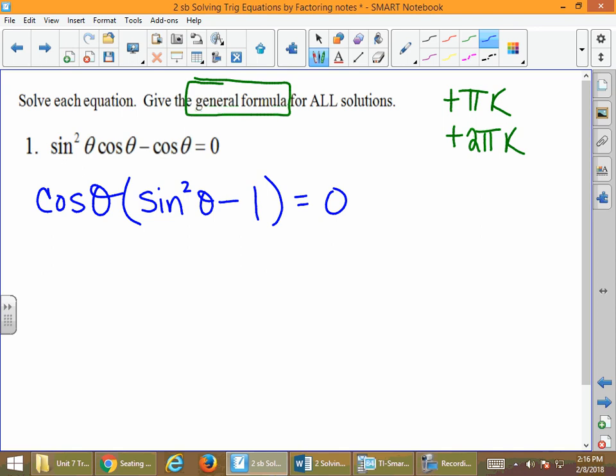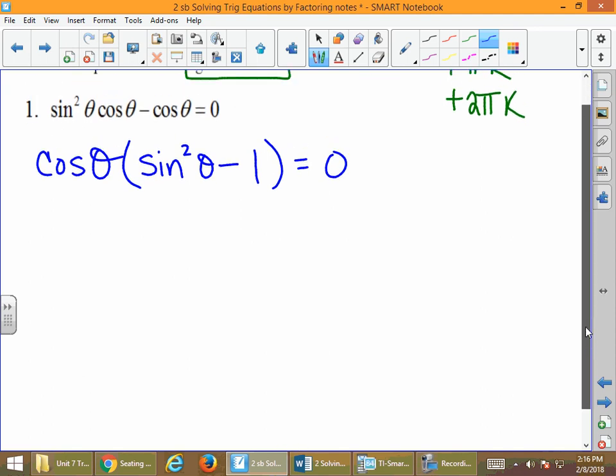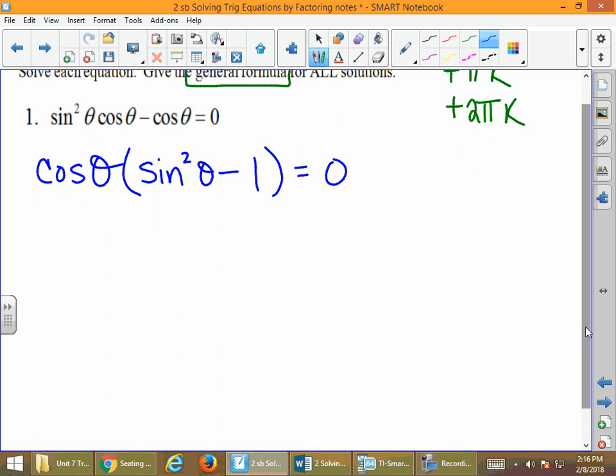And if we want to get technical on this problem, we really could use the difference between two squares on sine squared theta minus 1 equals 0. But I want to show you how we have been solving it rather than do it with the factoring. But once we've factored, and we didn't factor completely, but we did factor, we can take cosine of theta and set it equal to 0. And we can take sine squared theta minus 1 and set it equal to 0.